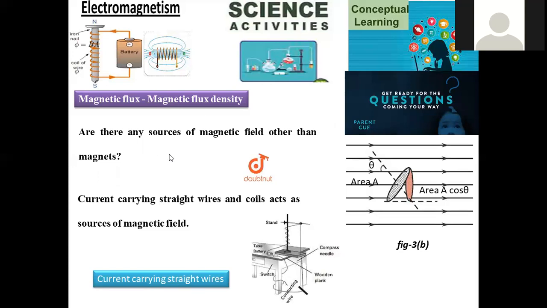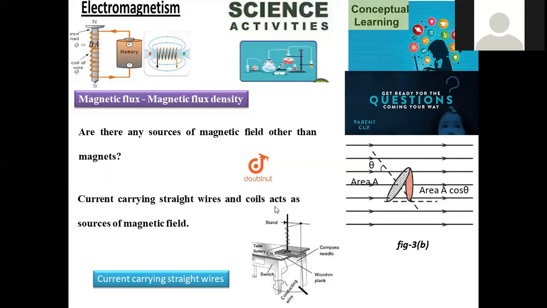And one more question is posed here. Are there any sources of magnetic field other than magnets? So, are only magnets used to originate the magnetic field, or is any other system also giving that magnetic field? Let us see.